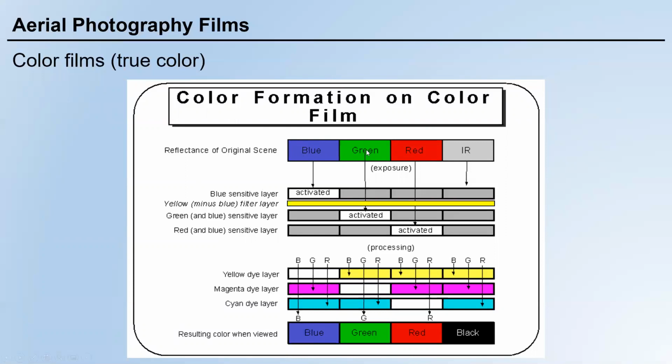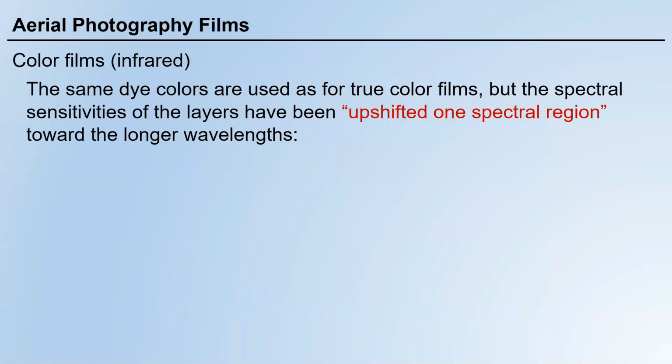And you can repeat the same thing for green and for red. So eventually blue is blue. What you see in this image is blue, and in the real world is also blue. Blue is blue, red is red, green is green. And since there is no layer sensitive to infrared, infrared cannot be addressed. The reflectance of infrared cannot be addressed on your true color film. So it's black. Okay. So how about infrared color film?